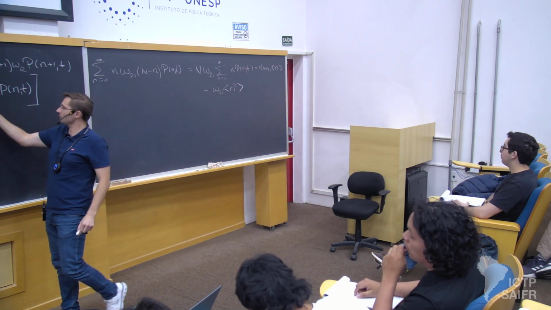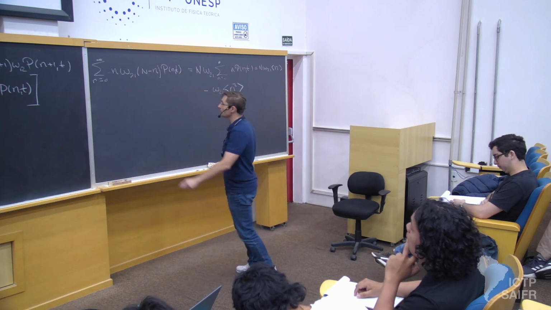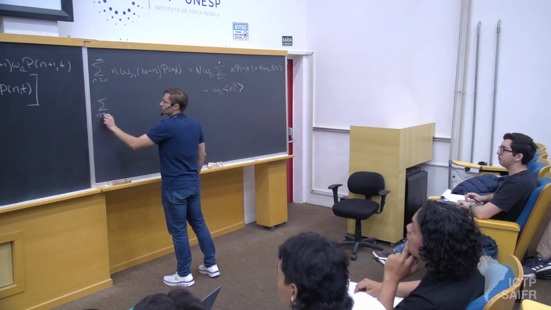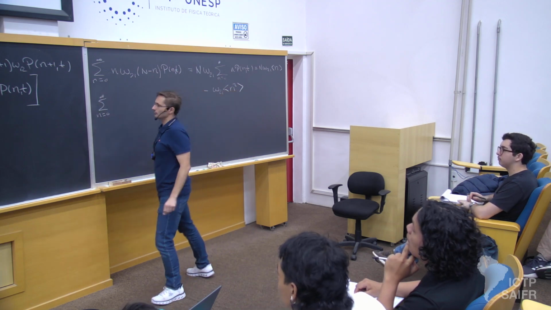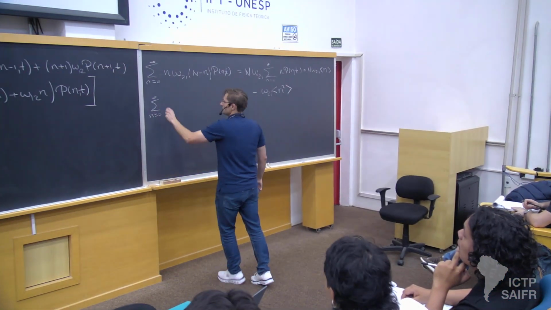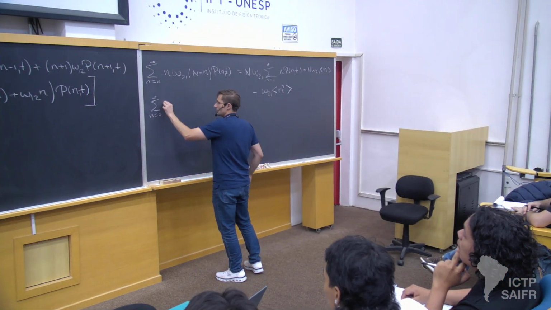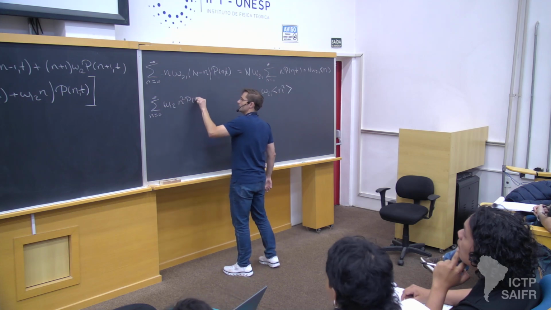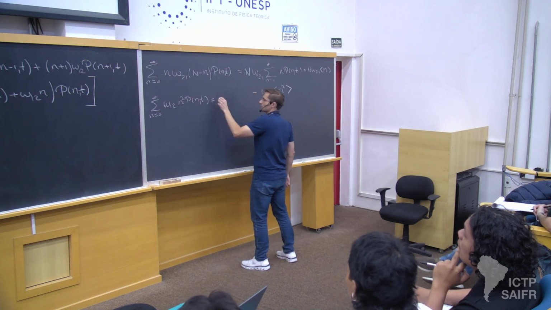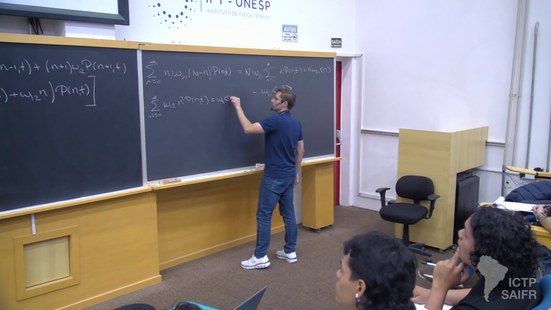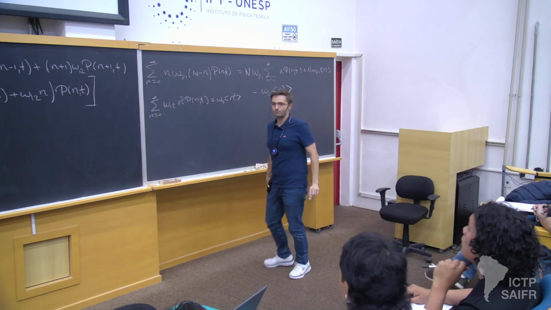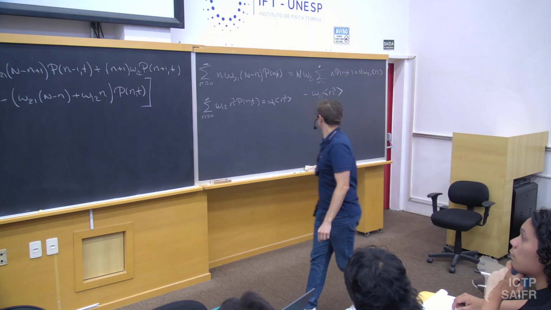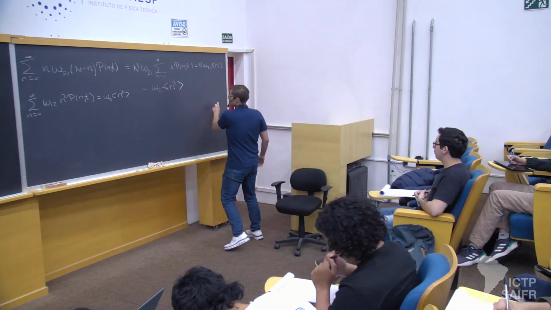This other term here is also simple, because it's exactly like the other ones. So what we have is omega 1,2 n squared p_n(t). So this is omega 1,2 times the mean value of n squared. Okay? These are easy. We don't have any problem with that.